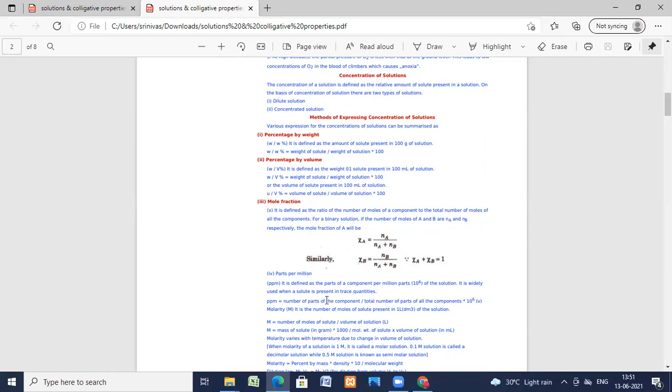Now, we'll see ppm. What is ppm? We need to know all these basics in the solution. It is the parts of the component per million parts of the solution. It is widely used when the solute is present in trace quantities. It is the number of parts of the component divided by the total number of parts of the solution, multiplied by 10 to the power of 6. What is molarity? It is the number of moles of solute present in 1 liter of the solution.